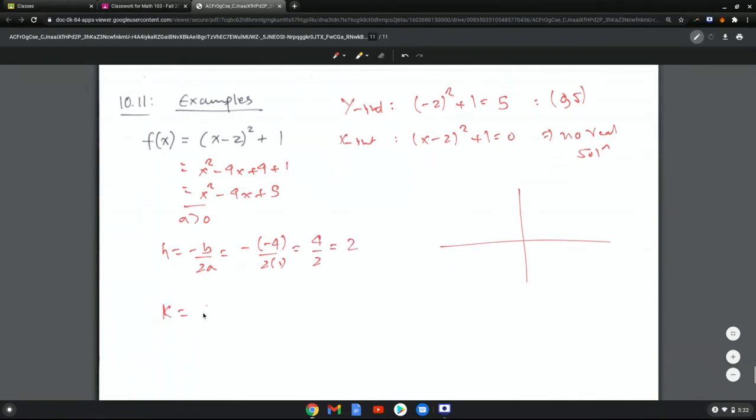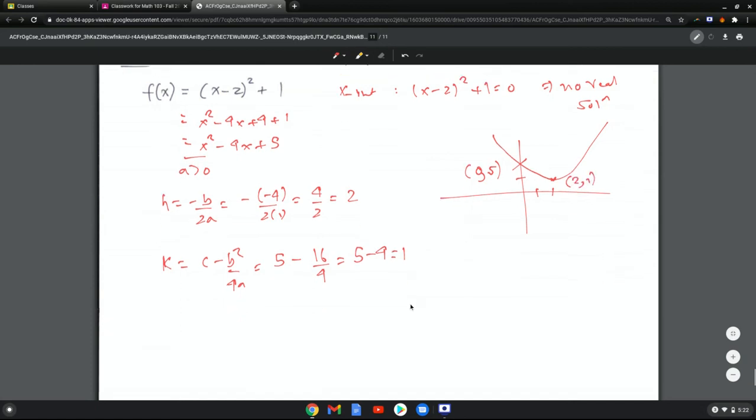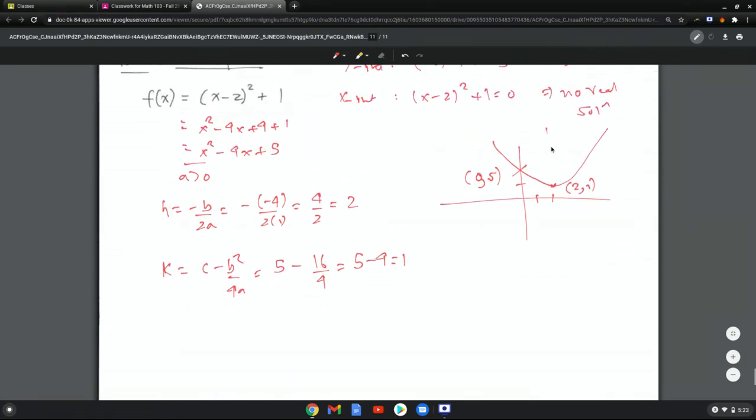K, which is c minus b squared over 4a, is 5 minus 16 over 4, which is 5 minus 4, which is 1. And again, that makes sense. If this is the vertex, that's what the parabola looks like, and that point is 0, comma 5. The vertex is 2, comma 1. And if you have the vertex, you also know where the axis of symmetry is. The axis of symmetry is x equals 2.